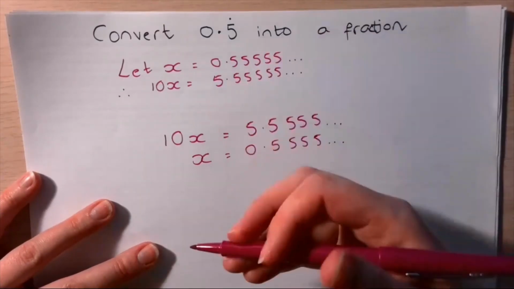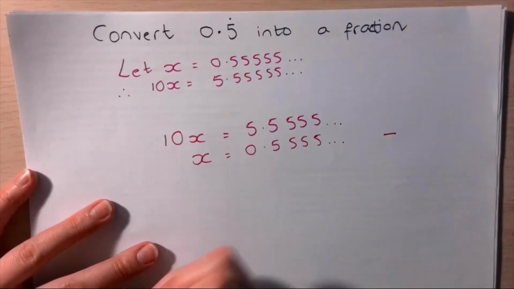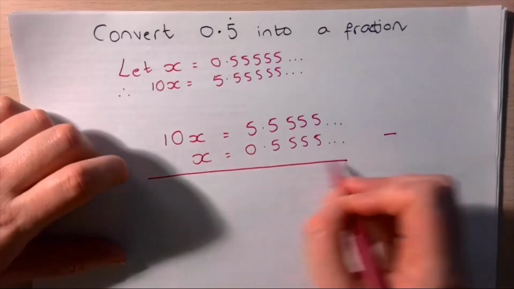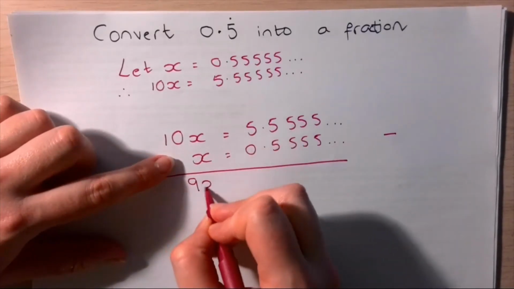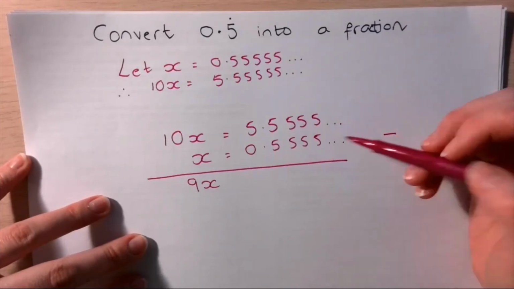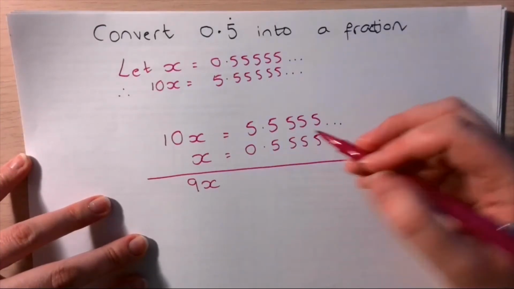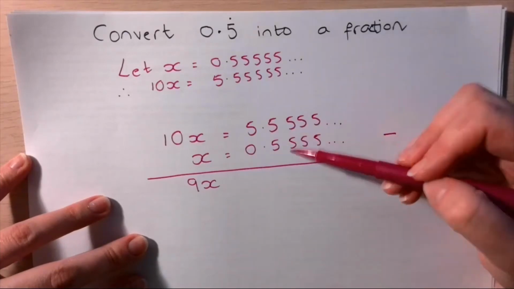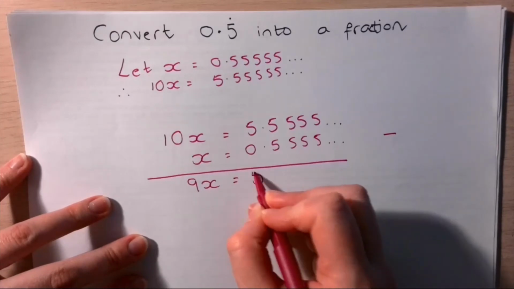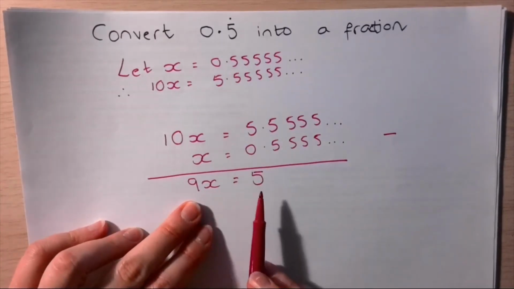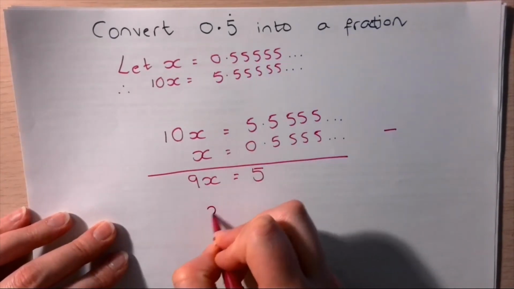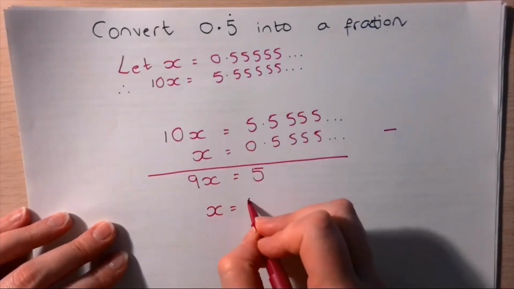Because now I can actually subtract everything, okay? So if I do a subtraction here, 10x subtract x, put a line there if it helps just to clarify that, is 9x. And then 5.55555 subtract 0.55555, all of these are going to cancel each other out, and we're just going to get left with 5. So now we see that 9x equals 5. And then we just go ahead and solve that now for x. So we get x equals 5 over 9.